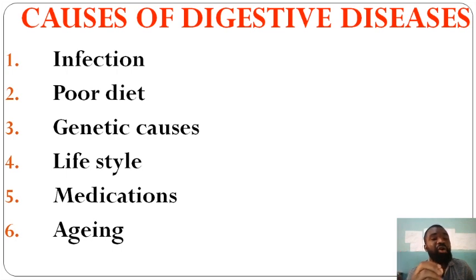Once a food is unbalanced, it is poor and harmful, and therefore can cause damage to our organs, to our digestive organs, and give rise to digestive disorders or diseases. Now, genetic causes. This one really isn't your fault, because when you hear the word genetic, it means that it is hereditary. It is a transfer from maybe the last two generations to the last generation, then it got to you.